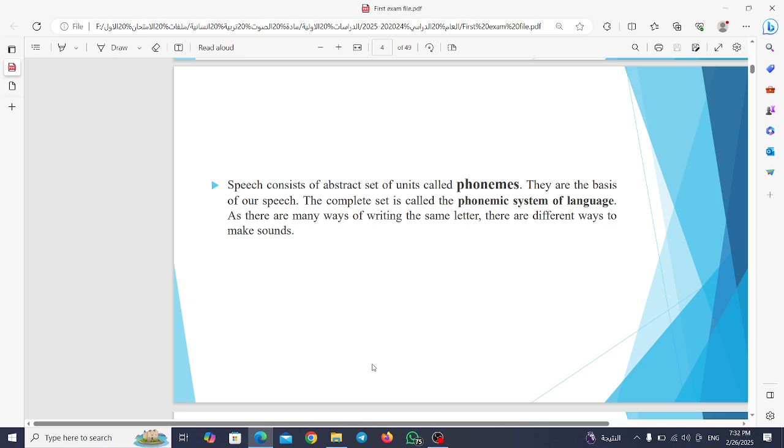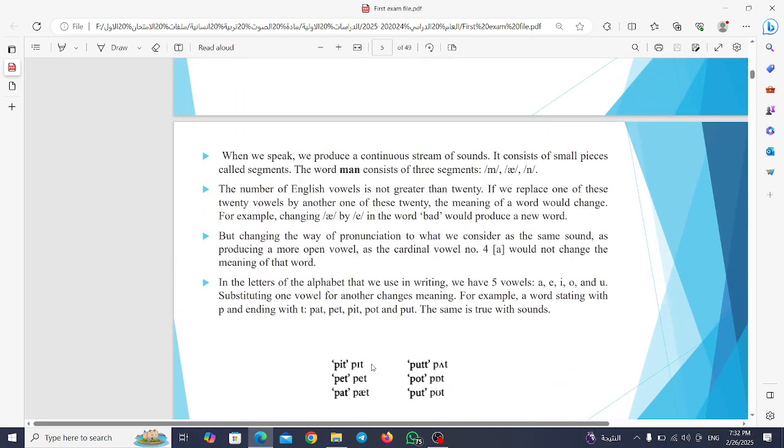As there are many ways of writing the same letter, there are different ways to make sounds. For example, we have a phoneme, and this phoneme, the particular speech sound, has certain variations or realizations. Taking the word man, it consists of three phonemes: m, the vowel a, and n.